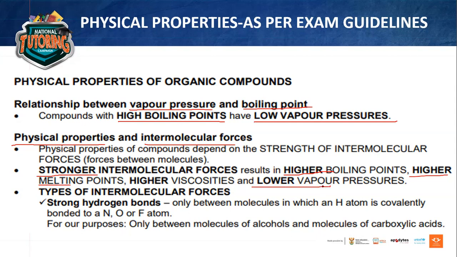Why is the vapor pressure low? Because the higher the boiling point, the lower the vapor pressure. In other words, if the intermolecular forces are strong, the boiling point is high, the melting point is high, but then the vapor pressure will be low. Putting it somewhat differently, but meaning the same thing: if the intermolecular forces are weaker, then the boiling point will be low, the melting point as well will be low, but the vapor pressure will be high. So we need to understand that.